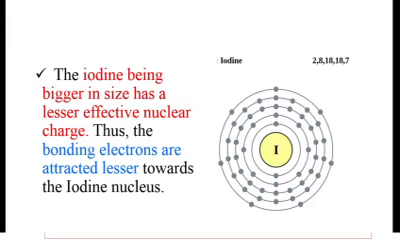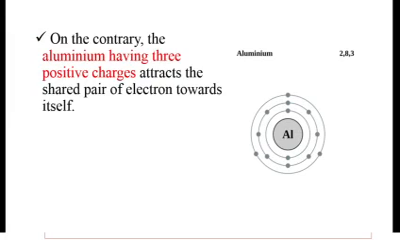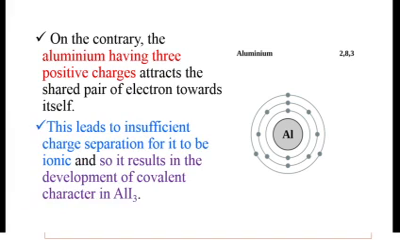But in case of aluminium, you see, aluminium is a highly positive charged species because it has 3 valency. So it attracts the shared pair of electrons towards itself. Then what will happen? It leads to insufficient charge separation for it to be ionic. So it results in the development of covalent character in aluminium iodide.